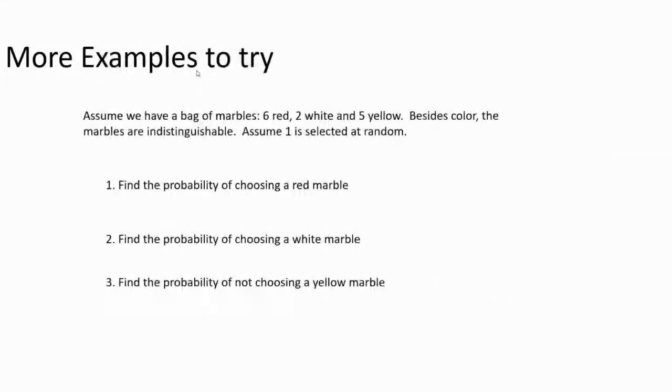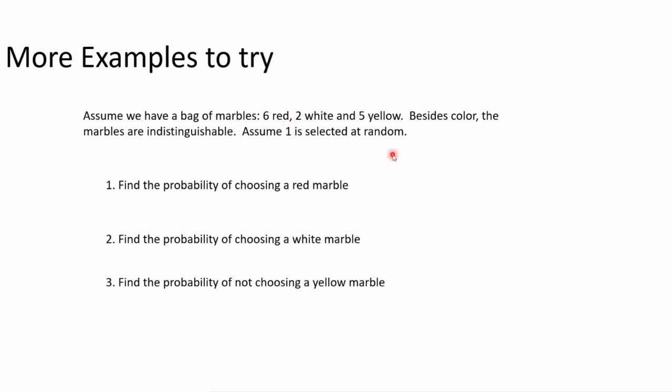Okay. So here's some other examples I figured that we could think about for a bit. Actually, let me just do it with everyone. So let's suppose we have a bag of marbles. There are 6 red marbles in it. There are 2 white marbles, and there's 5 yellow. And besides color, the marbles are indistinguishable.